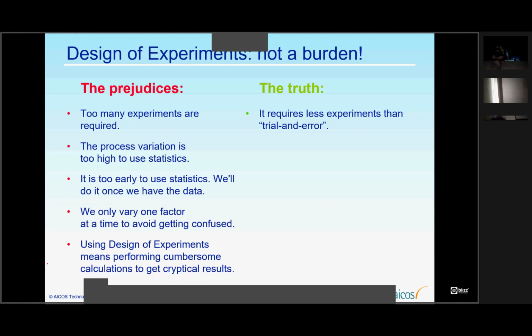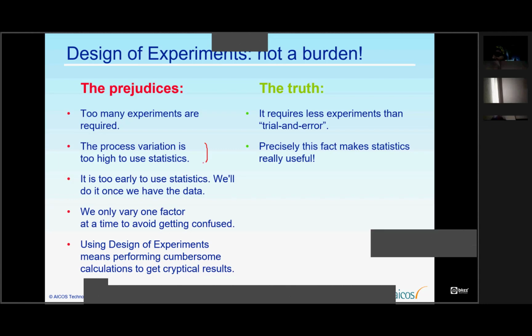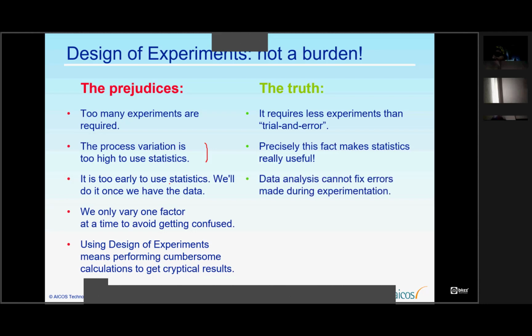A second prejudice is that the process variation is too high to use statistics. Actually, statistics is the science of analyzing variation. So this doesn't really apply. Another idea is that statistics is for data analysis, and actually statistics is more than that. If you do the wrong experiments, imagine you don't change the temperature, you can do as many experiments as you want, you will never find the impact of the temperature. This sounds obvious. This also works for interactions in a multidimensional setting. So data analysis cannot fix the experimental errors you make by choosing the wrong experiment.